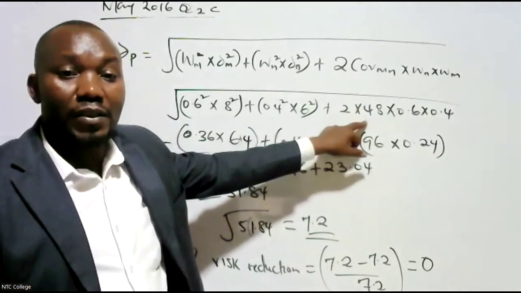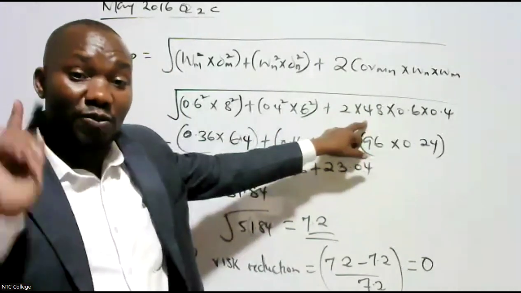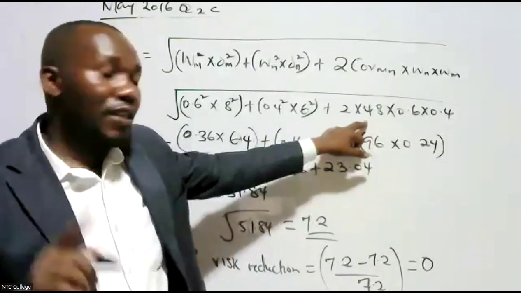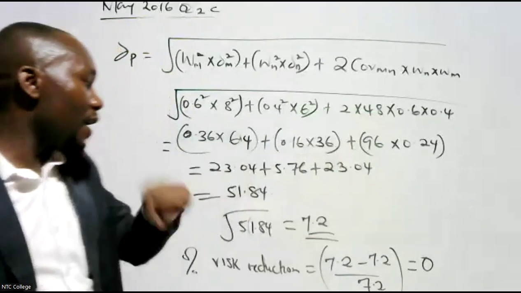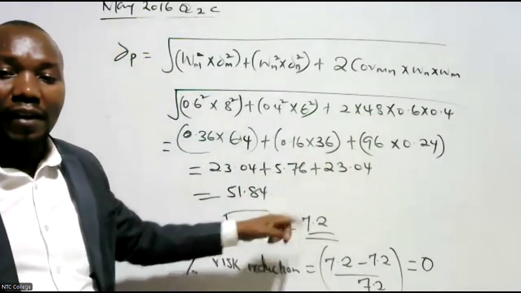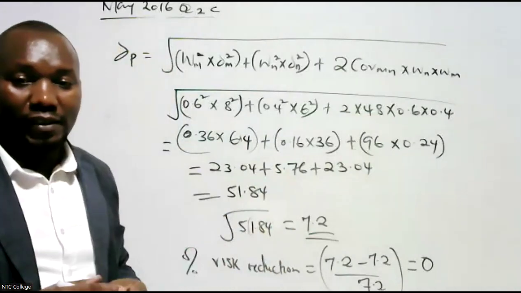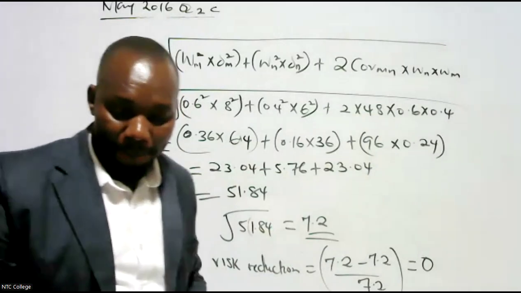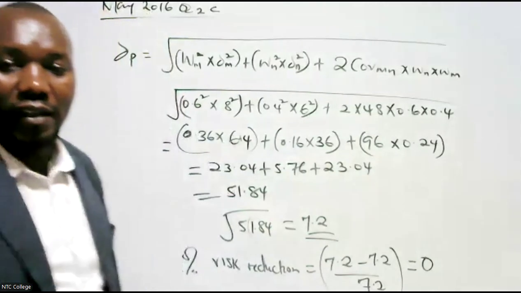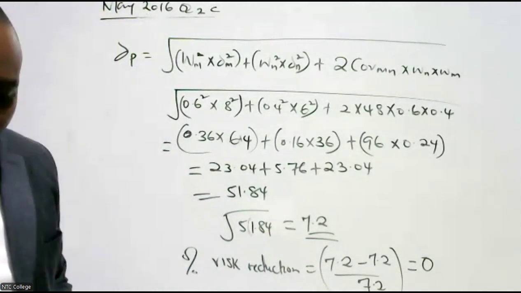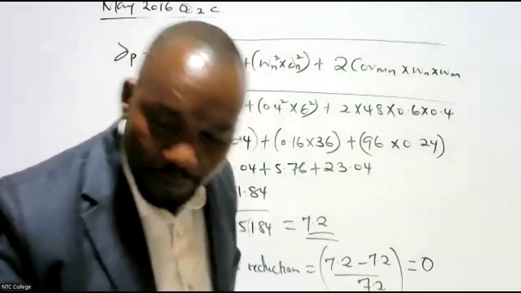When we are getting the covariance, we use the correlation coefficient figure, which is 1. If it was a figure different from 1, our answer would not have been 72, and that would have made the whole difference. So you have seen the trick there. Master it well. Let's look at the next part.